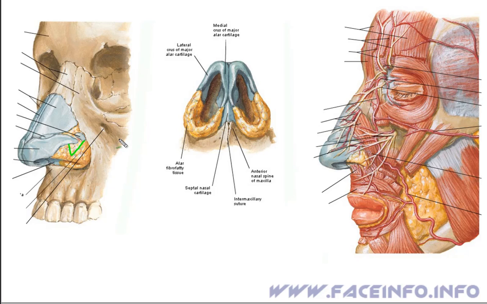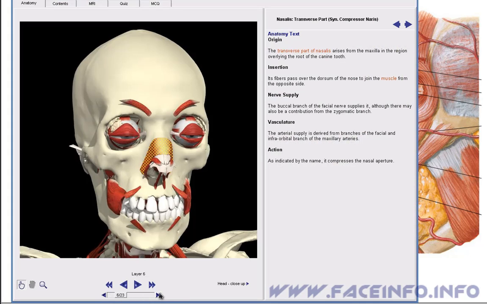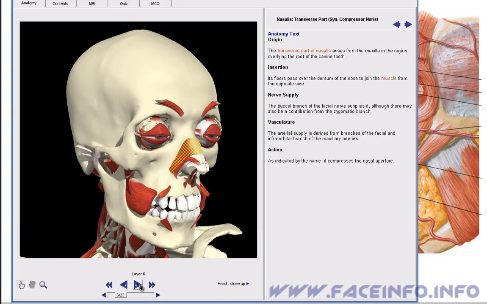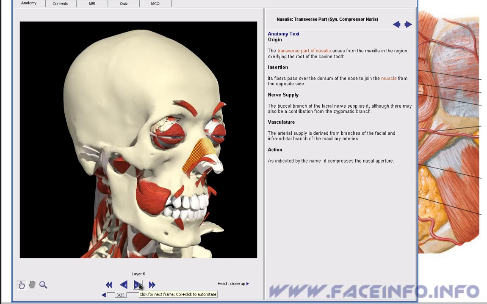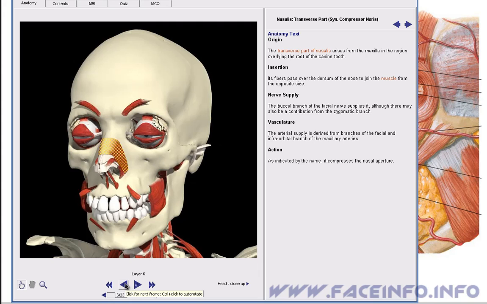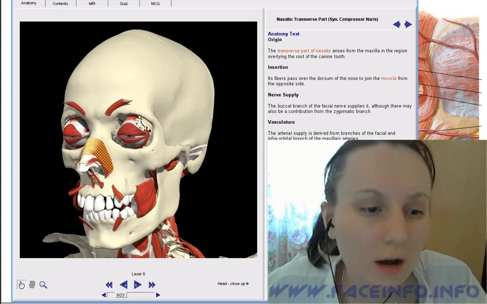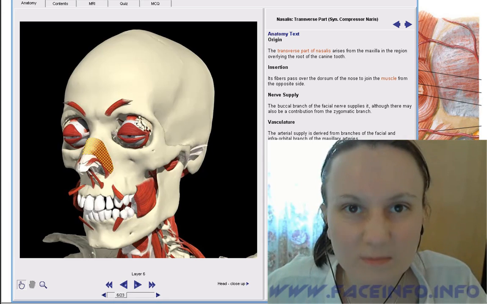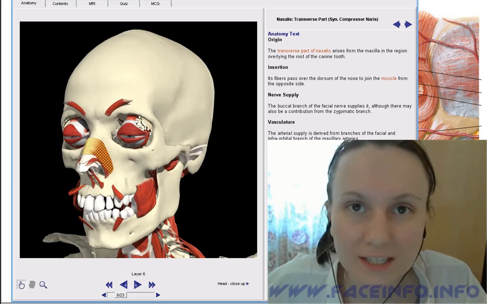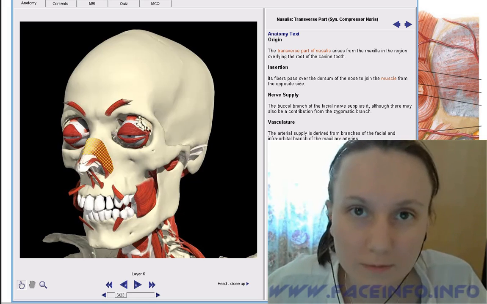So now let's enumerate the nasal muscles. The transverse part of nasalis arises from the maxilla in the region overlying the root of the canine tooth. Its fibers pass over the dorsum of the nose to join the muscle from the opposite side. For example, I show how it works. When it's more stretched, very small folds are formed.